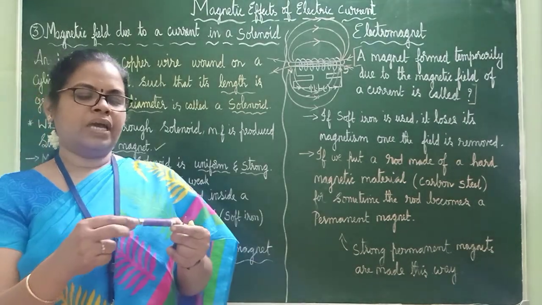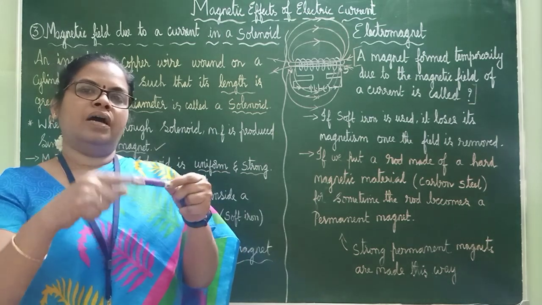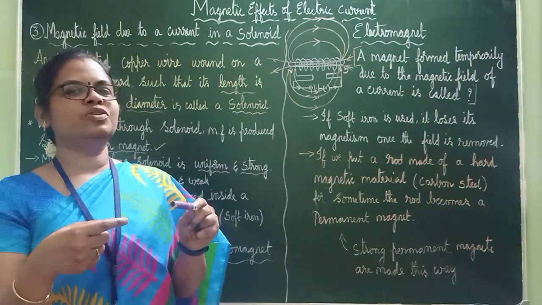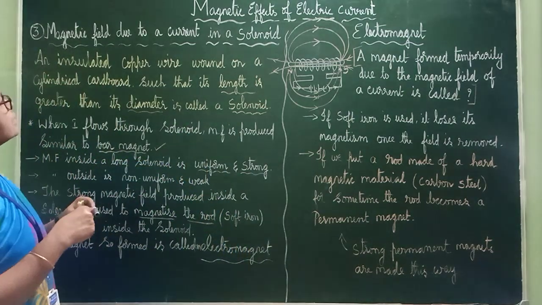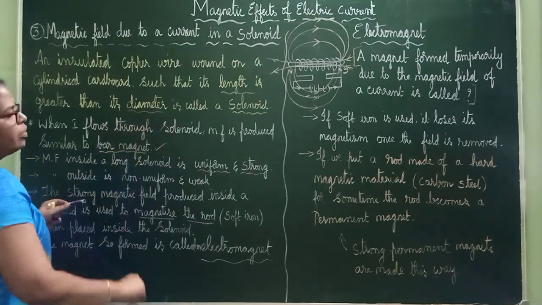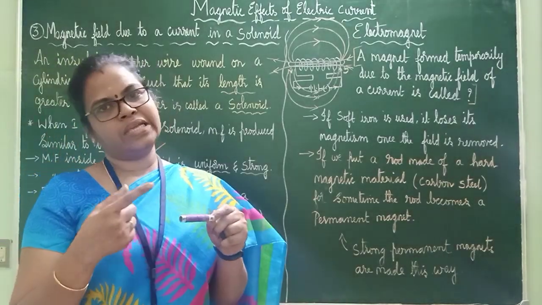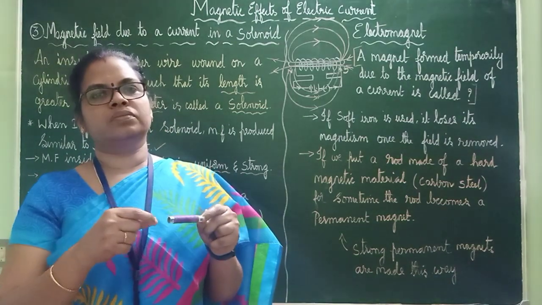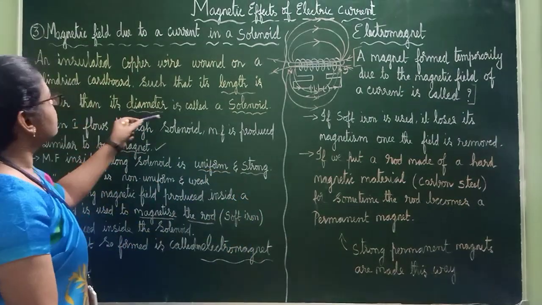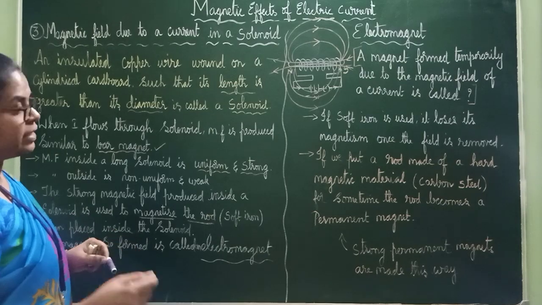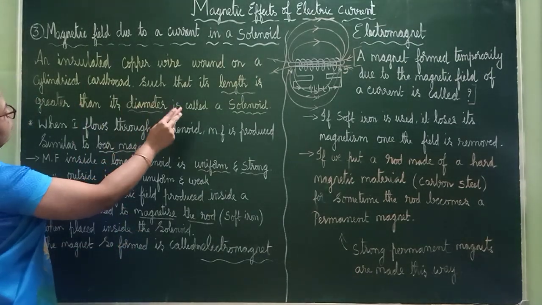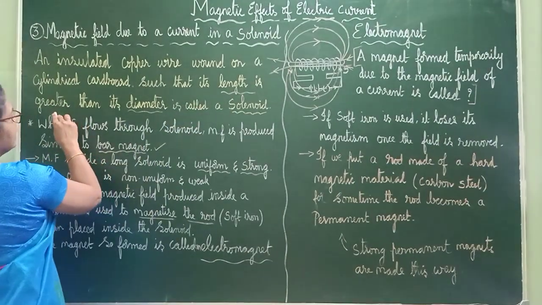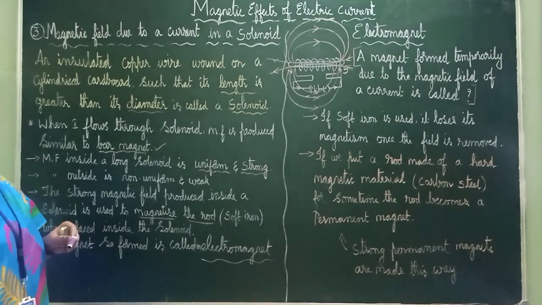See here, I have taken one cardboard and that we have wound with what? Copper wire. It is not copper wire, but you should assume this as a copper wire. And it is such that its length is greater than its diameter. So the length of the copper wire should be more than the diameter. Okay. So it is called a solenoid. See, once again I'll tell: an insulated copper wire wound on a cylindrical cardboard such that its length is greater than its diameter, it is very important, is called a solenoid.